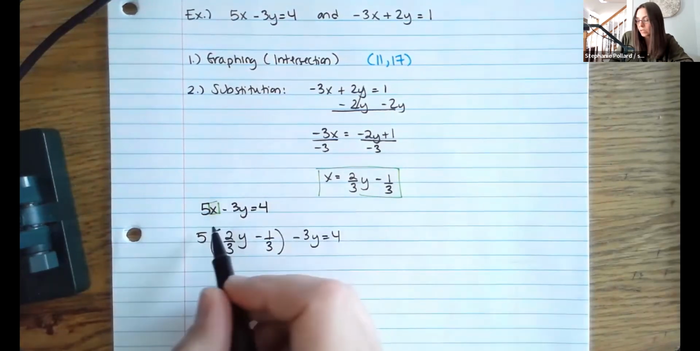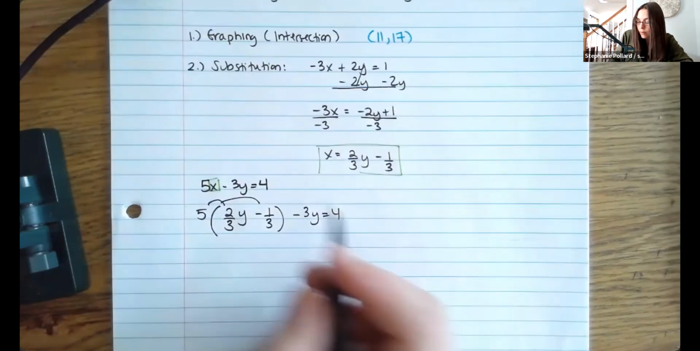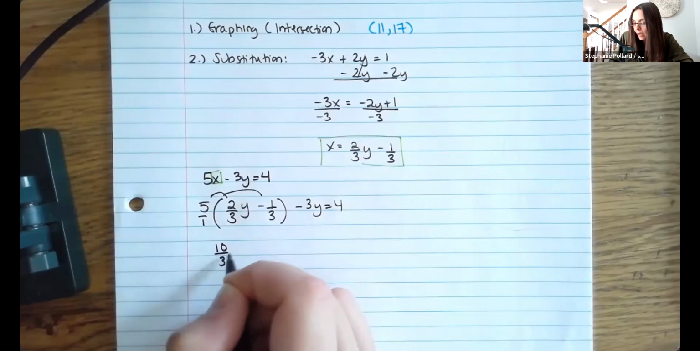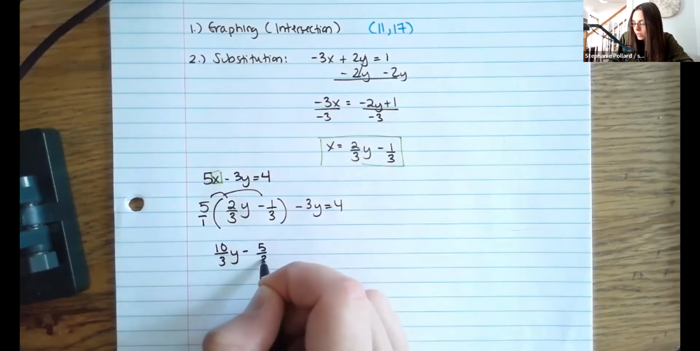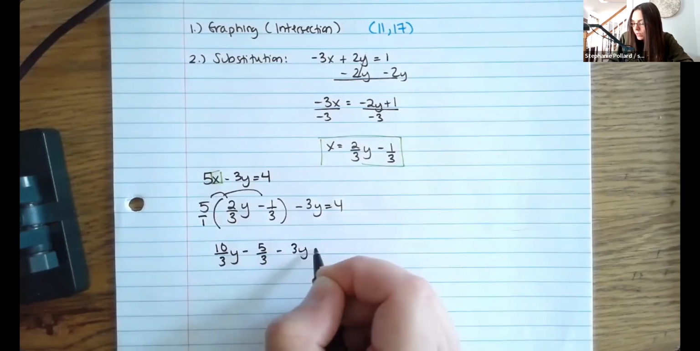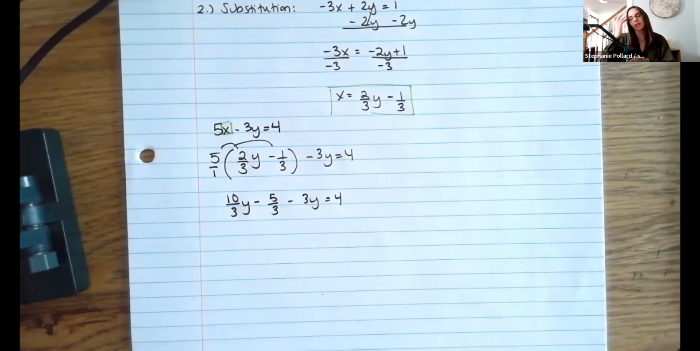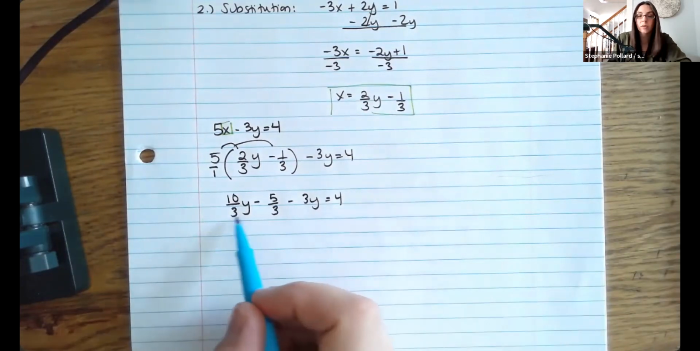And I'm going to go ahead and distribute that 5. Now it's 5 over 1, so I multiply straight across. I get 10/3 y minus 5/3 minus 3y equals 4. And again, I particularly don't like working with fractions in equations, so I'm going to cancel them out. My only denominators are 3's.